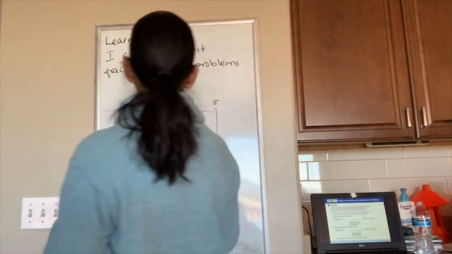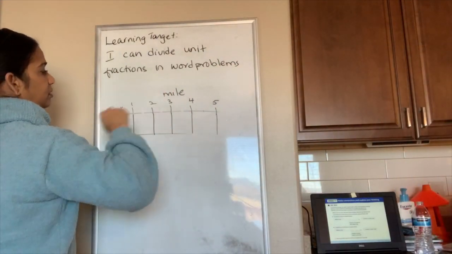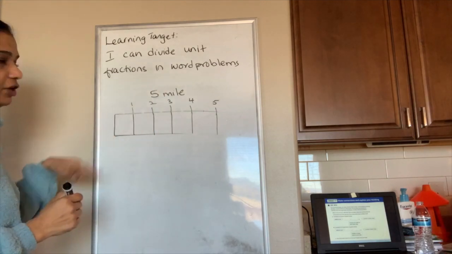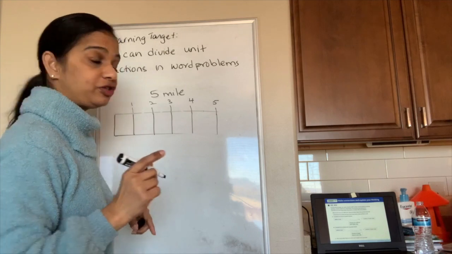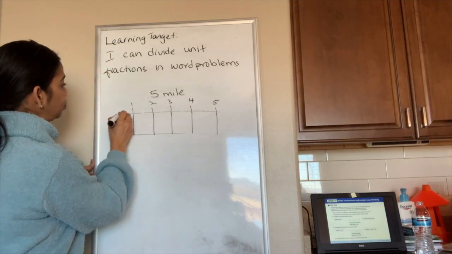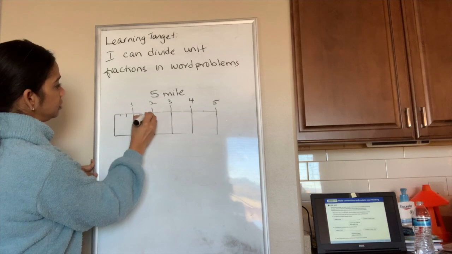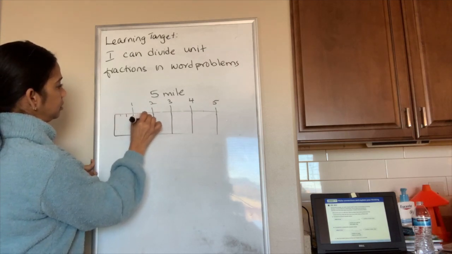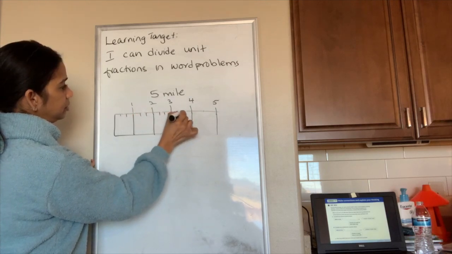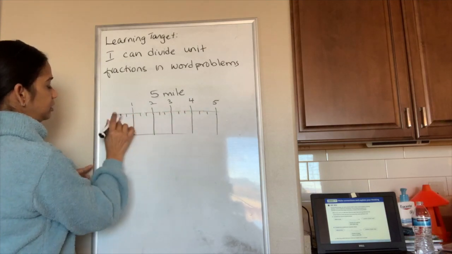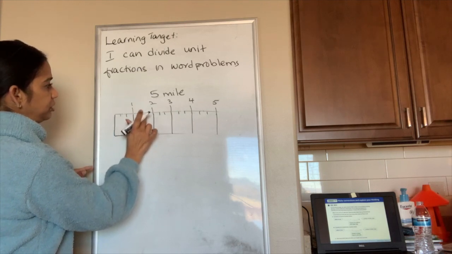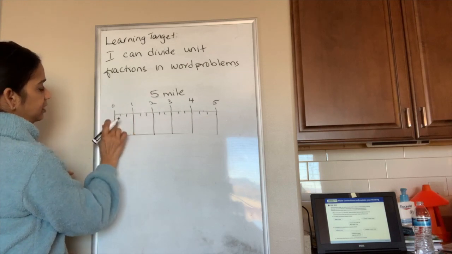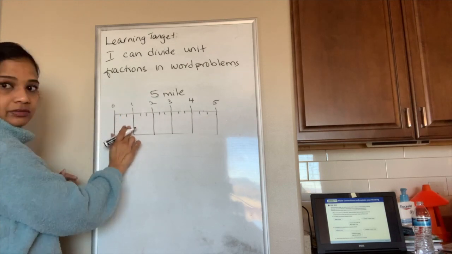So let's look at this. There are 5 miles, and there are water stops for every third of a mile. So every third, which means we're going to divide this one into thirds. Let's see, 1, 2, 3. 1, 2, 3. See, so this is a third, 2 thirds, 3 thirds, 4 thirds, 5 thirds, etc. So every one is divided into 3. 1, 2, 3. See it?